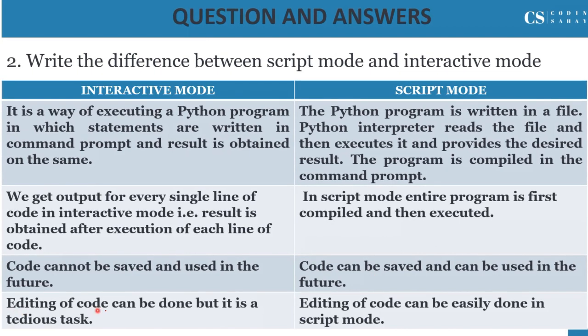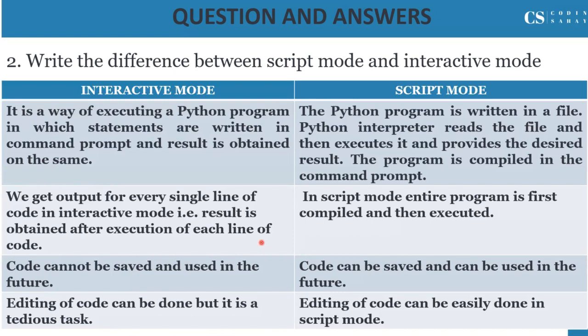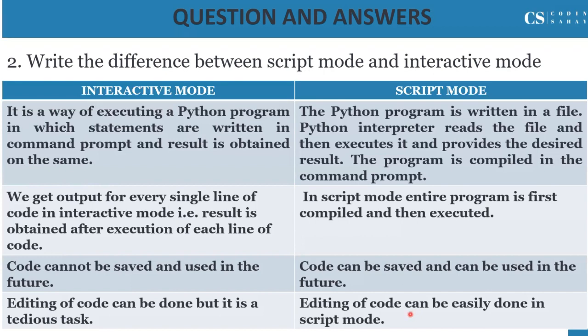So the last difference is that editing of code can be done, but it is a tedious task in interactive mode, because every time it is executing. Once it is executed, it cannot be edited. You have to copy it to the next line, then edit it. That is the problem with interactive mode. But in script mode, editing can be done easily because you are writing the program and execution is not over. So write it, and if you want to make changes, go to that line and make the changes, then save it and execute it. Okay, so that is script mode and interactive mode.